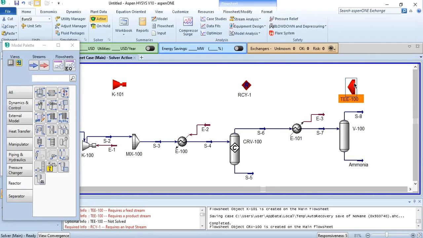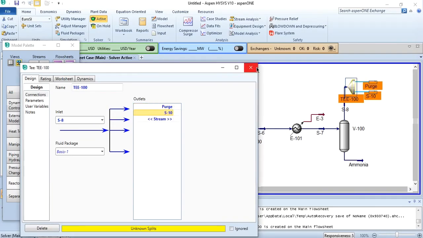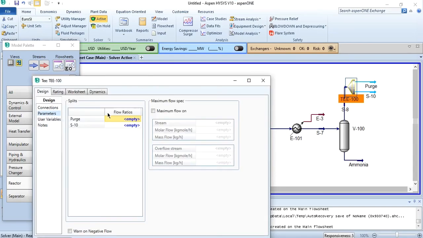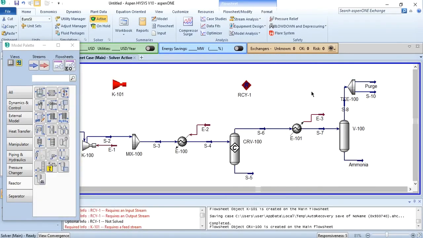So what we need to do is click on this tee. The S8 stream is its inlet, one of the streams is purge, and the remaining stream is S10. What is the specification? 1% of the feed stream, so it means it is 0.01. You have to specify one of these, either purge or S10. You can even specify it as 0.9, and it's totally up to you.